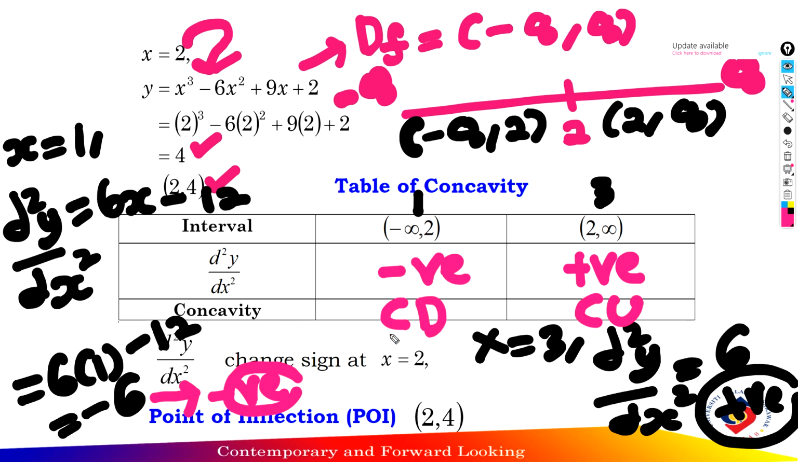The second derivative changes sign at x equals 2. From the left, the sign of the second derivative is negative, and after 2 the sign changes to positive. The concavity from the left is concave downwards, and after 2 the graph is concave upwards. Conclusion: the inflection point exists at (2, 4).